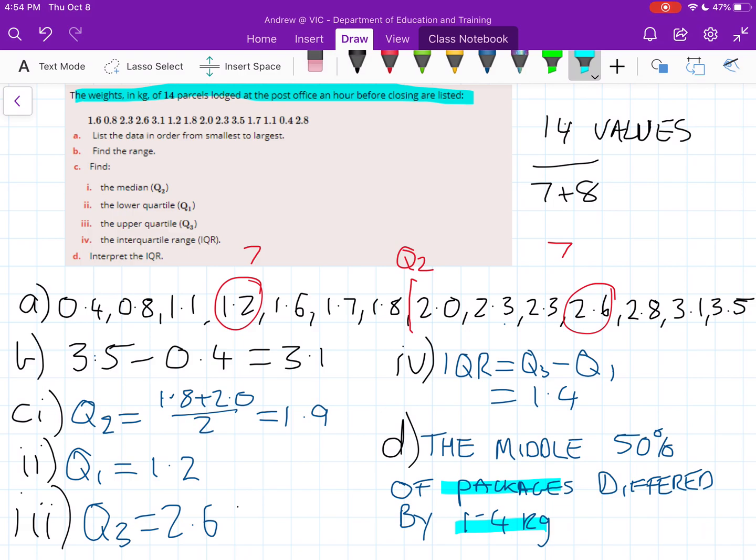So just be aware of that, and hopefully this gives you some understanding of how to work these out when we have an even amount of data values. Hopefully this helps, and good luck.